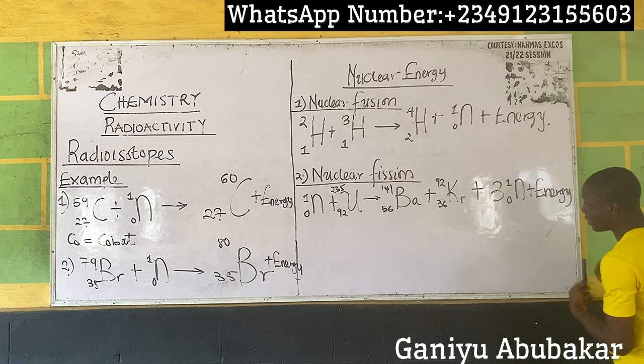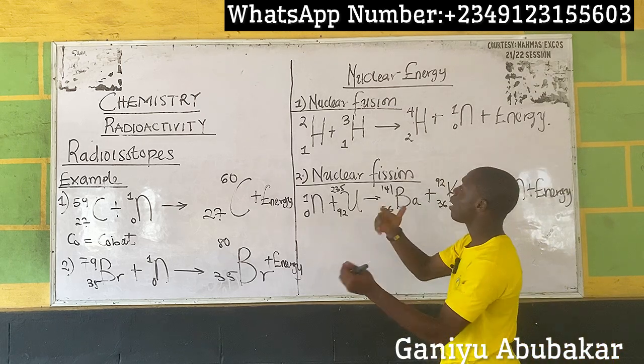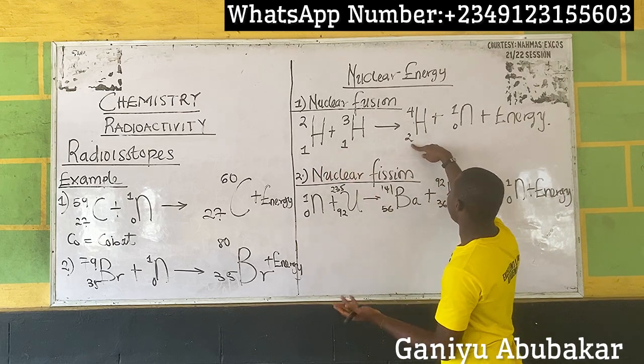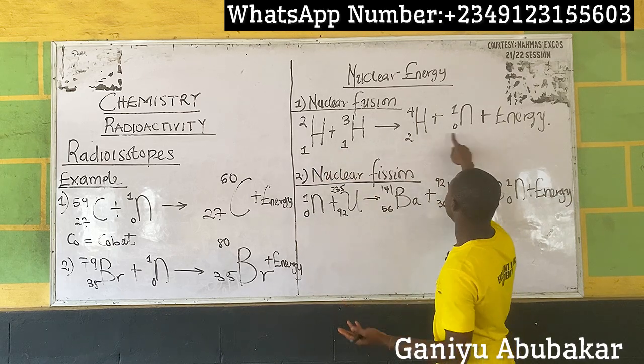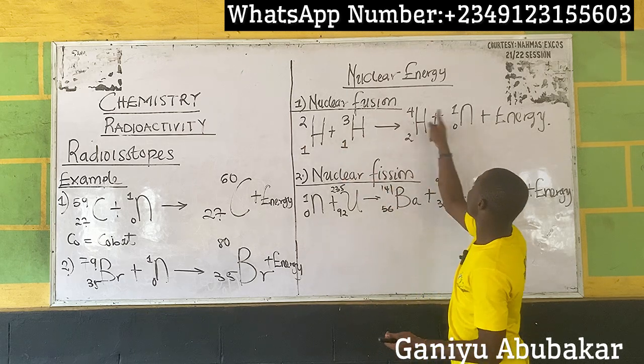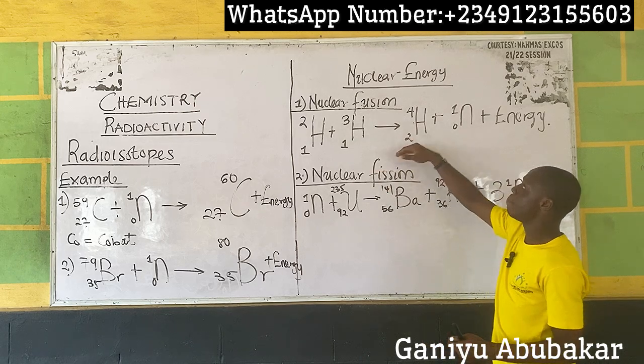smaller elements. So in the concept, let's get the total atomic number and mass number. 1 plus 1 gives you 2, balanced. 2 plus 0 is 2, so it's balanced. 2 plus 3 gives you 5. 4 plus 1 gives you 5. So this one here is balanced. Atomic number is balanced, mass number is balanced.